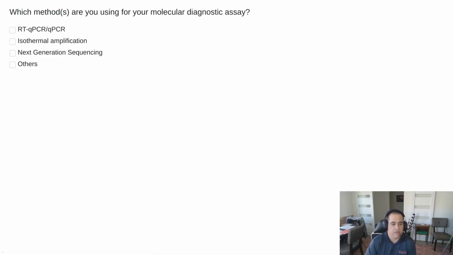I'll pause again for our second question, and if you can take the time to answer, that would be very appreciated. The question is, which methods are you using for your molecular diagnostic assay, whether it's RT-qPCR or qPCR, isothermal amplification, next-gen sequencing, or any other? Great. Thank you so much for your answers.